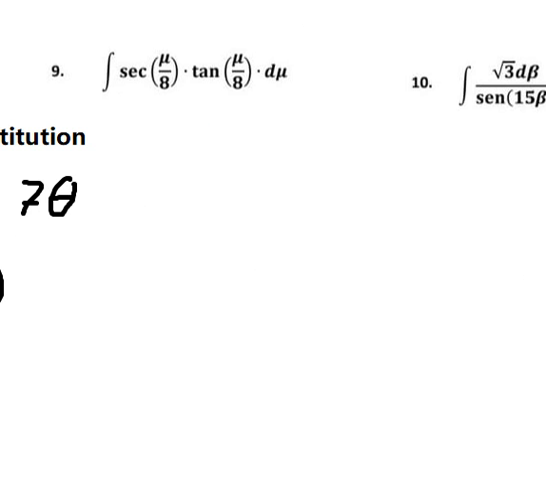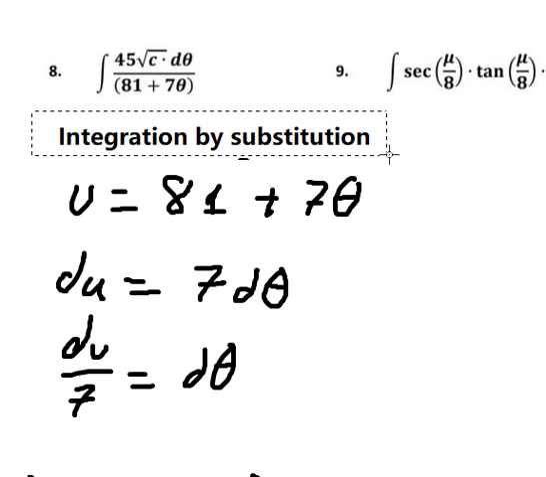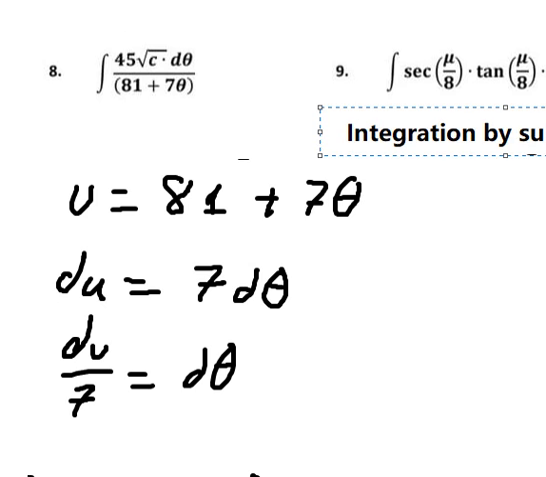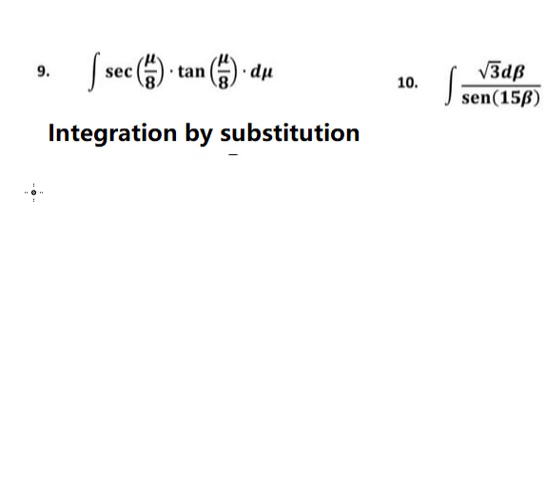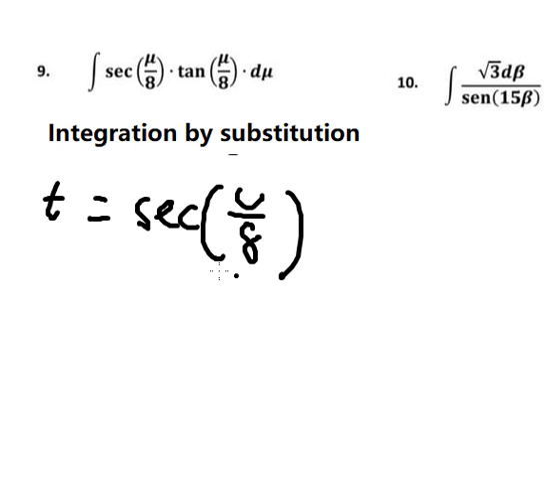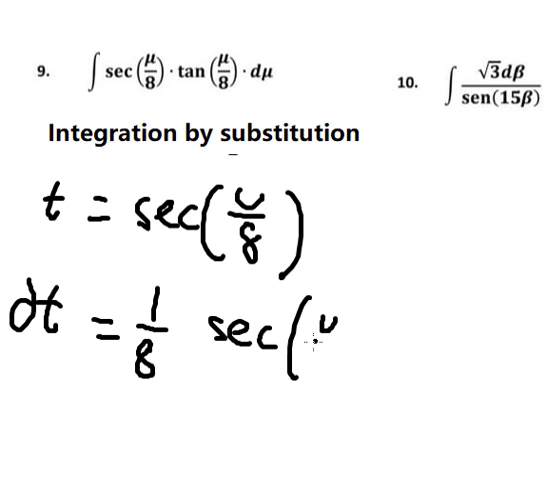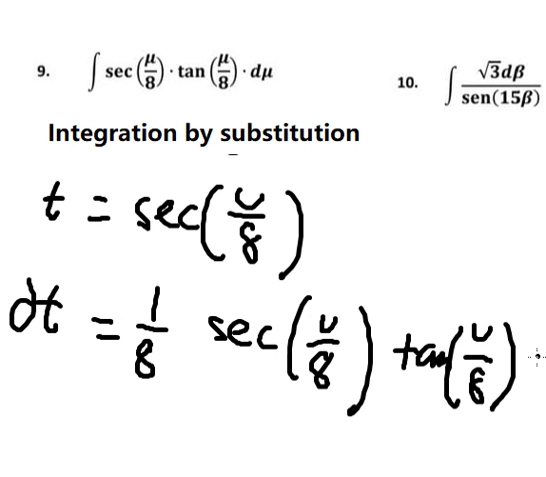Now let's go to the next one. We use the same. We need to use t equal to secant of u over a. Now if I do first derivative for both sides, we have 1 over a secant of u over a tan u over a, and we have du.